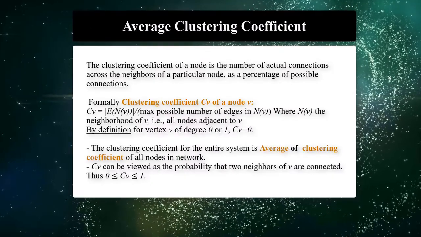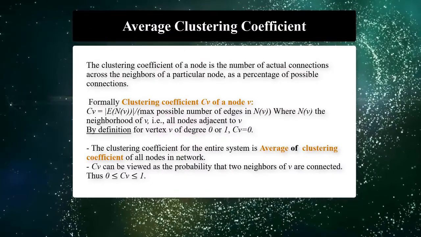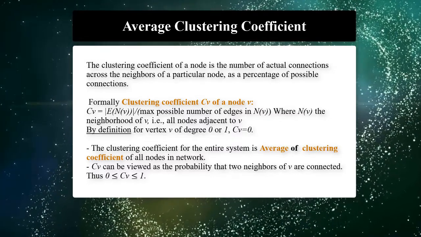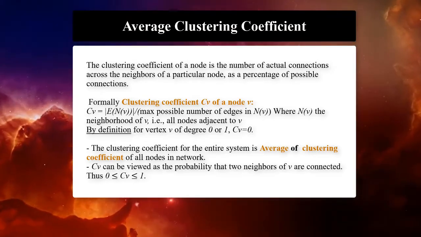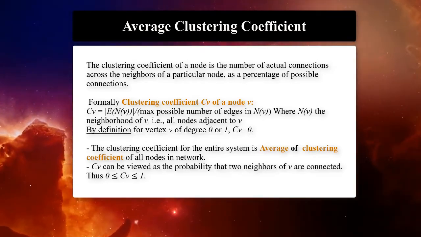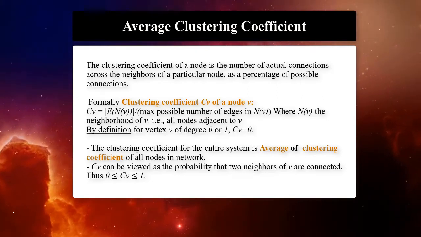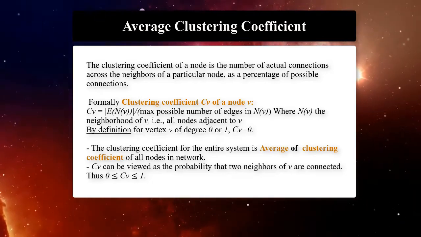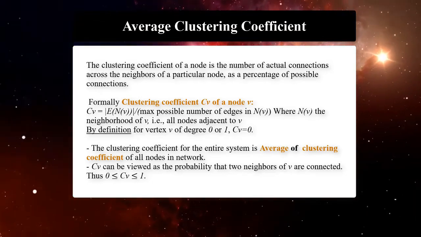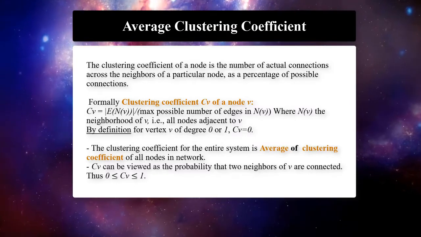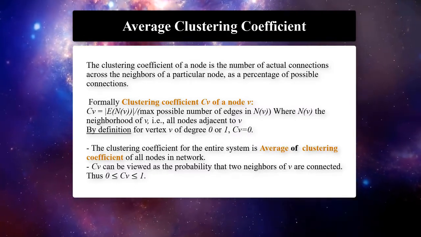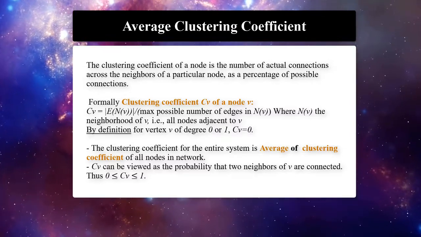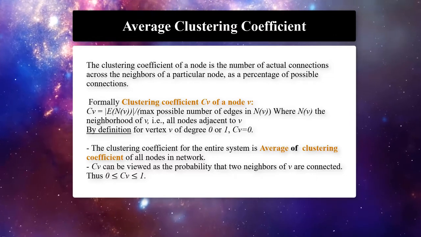Clustering coefficients were introduced by Watts and Strogatz in 1998 as a way to measure how close a node or a vertex and its neighbors are from being a complete subgraph. Formally, the clustering coefficient CV of a node V is equal to the number of edges in the neighborhood of V over the maximum possible number of edges in the neighborhood of V. For a vertex V of degree 0 or 1, by definition CV equals 0. The clustering coefficient for the entire system is the average of the clustering coefficient over all nodes in the network.